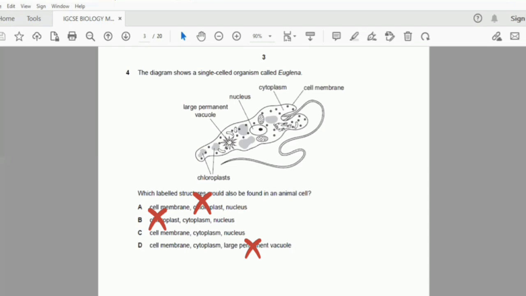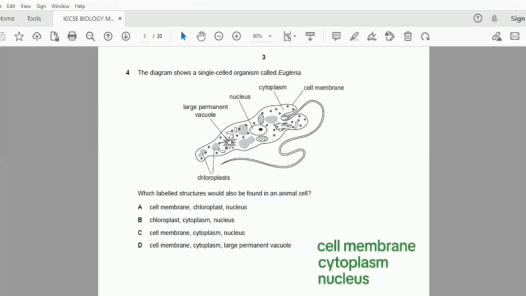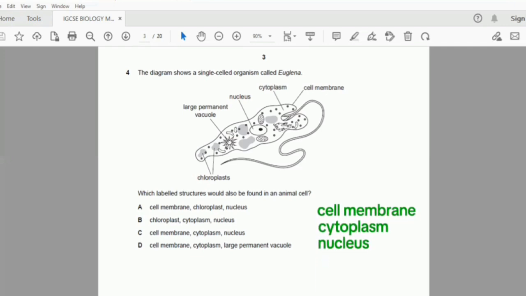Which means that A and B are out. So we are looking at C and D. D has the large permanent vacuole, that is wrong. So the answer is C. And you also need to know that all eukaryotic cells have cell membrane, cytoplasm, and nucleus. That's what you have as a cell: cell membrane, cytoplasm, and nucleus.